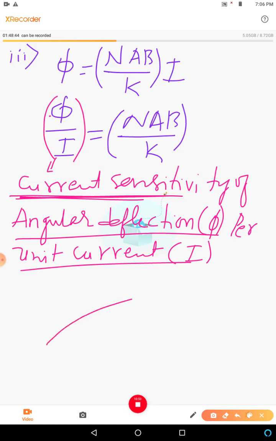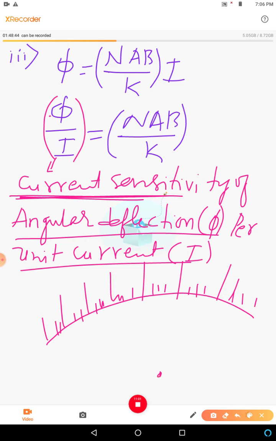So you have a galvanometer. This is the scale of the galvanometer. Look at the diagram of the moving coil galvanometer: there will be a scale and there will be a pointer. This is the pointer. So angular deflection per unit current. You pass a unit amount of current to the coil. Then how much deflection does it show?